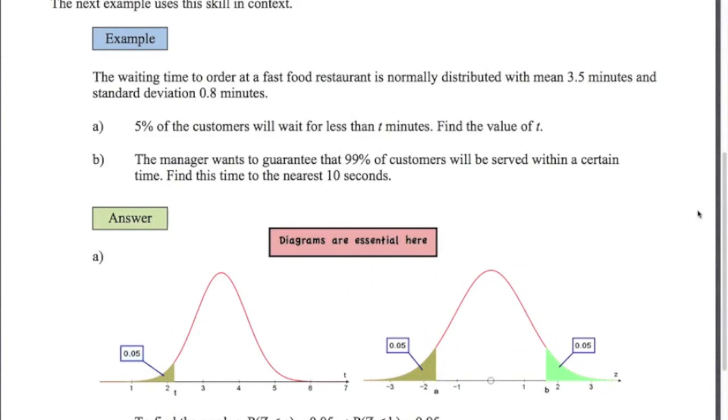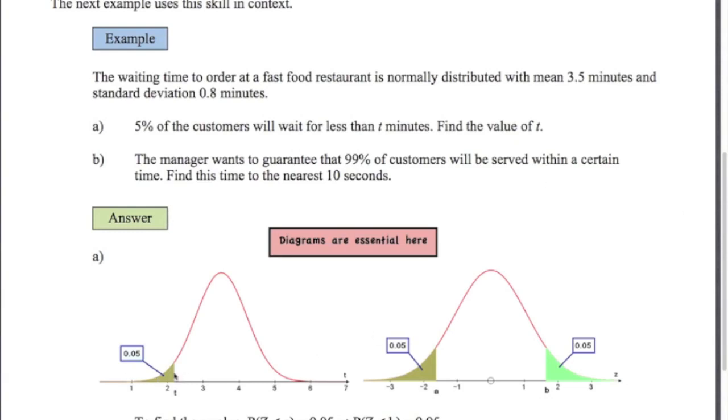This last example uses this skill we've just learnt in context. So we've got a waiting time to order food of 3.5 minutes on average and a standard deviation of 0.8 minutes. 5% of the customers will wait less than a certain amount of time. What's that time? So this is a classic inverse normal problem. I'm giving you the probability, asking you to find the actual value.